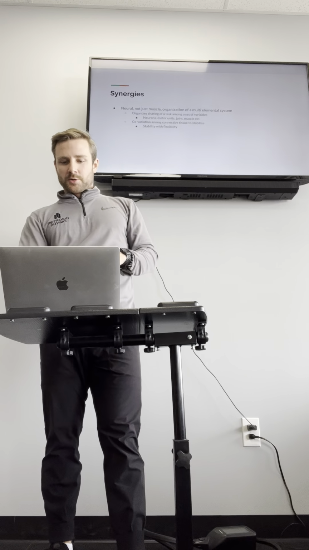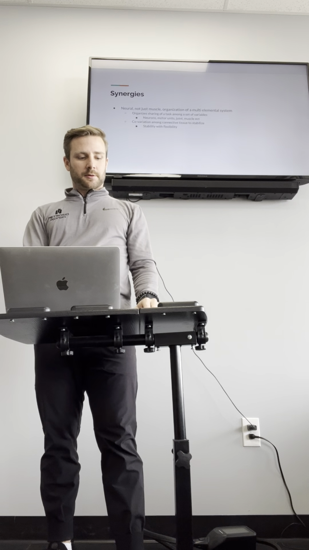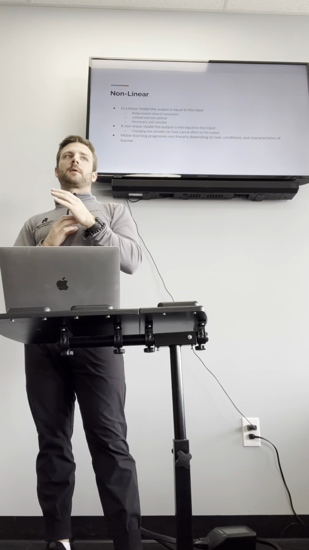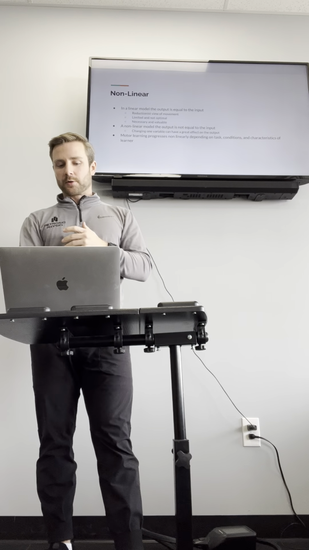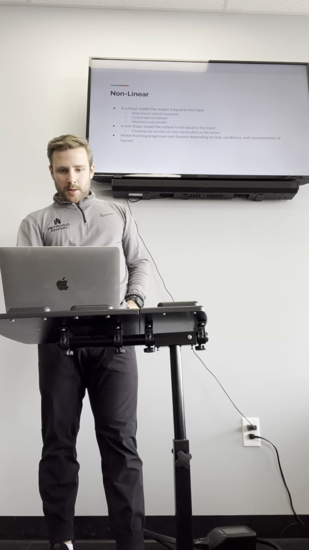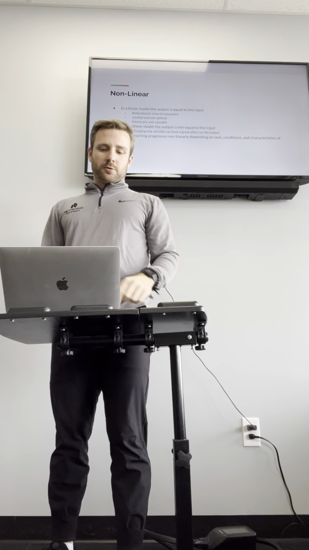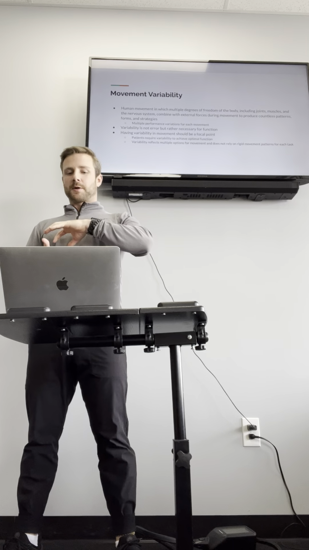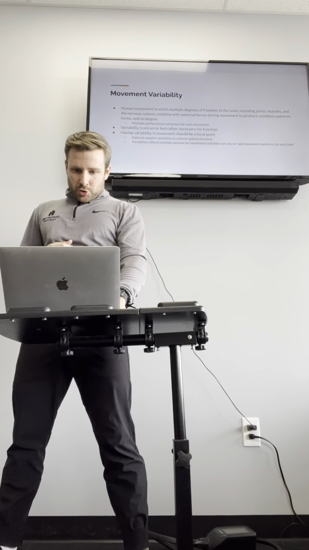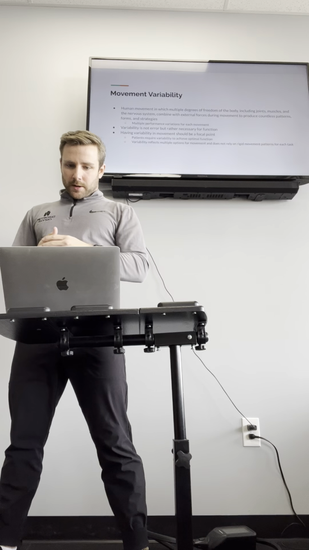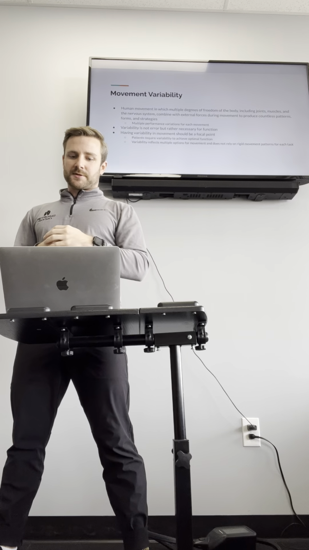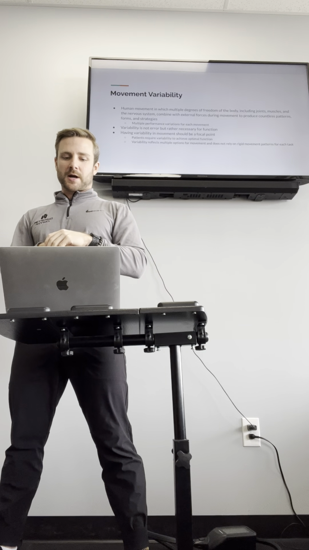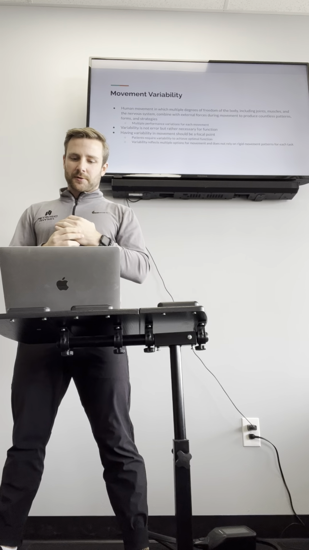So that's how you think about these nonlinear models for movement or just human function in general. Now I'm getting more into the movement variability, which is the meat and potatoes of this presentation. Human movement, in which multiple degrees of freedom of the body, including joints, muscles, and nervous system, combine with external forces during movement to produce countless patterns, forms, and strategies. Multiple performance variations for each movement.